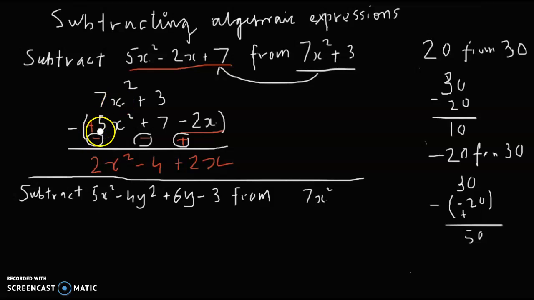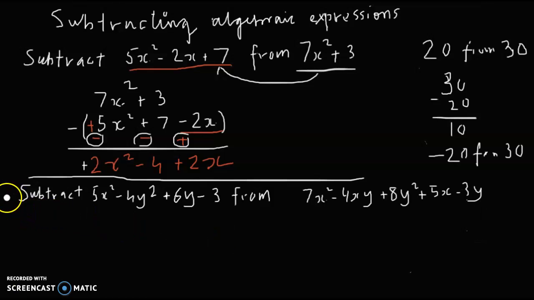7x square minus 5x square is 2x square, or we normally don't write plus 2x square, it is just 2x square. Plus 3 minus 7 is minus 4, and plus 2x, from minus it will become plus 2x will come here. So this is how we subtract algebraic expression.